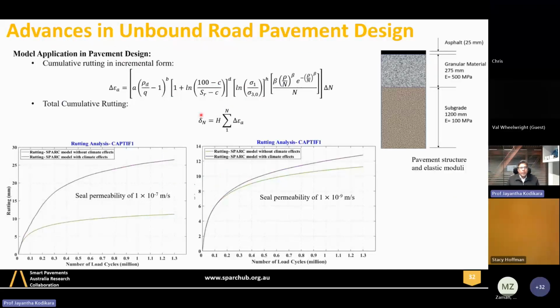So in terms of design, we used to use the incremental form of that equation and then accumulate the rutting contribution for each cyclic loading or daily cycles and so on. Using that approach, there's an example shown in this figure. You can see subgrade and granular material 275 and a thin 25 thick asphalt layer here. For this pavement structure, we can use elastic analysis to determine sublayer stresses and use this kind of formula to compute rutting. And you can see rutting, if we don't take into account climatic effects, so we can take the daily rainfall, evaporation, sun, and so on.